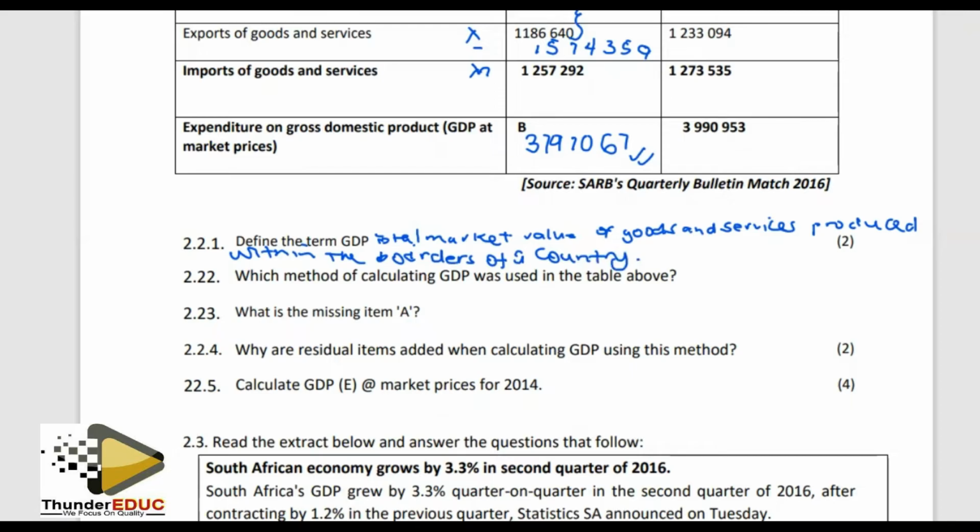Yes, you can see this. The method which has been used is definitely the expenditure approach, the expenditure method, because we've been talking about expenditure by households, expenditure by the government. Therefore, this is the expenditure method.